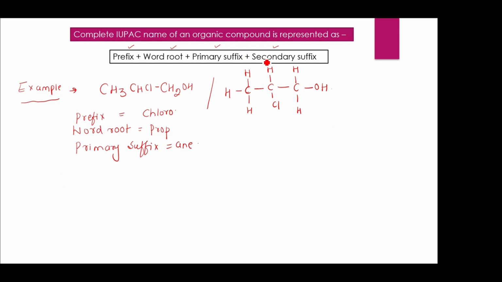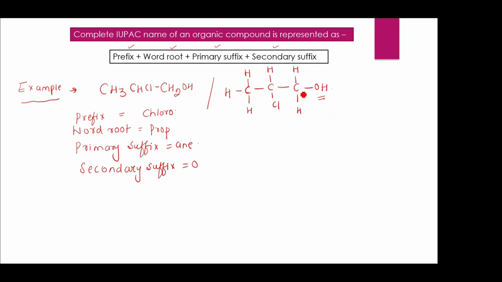And we have the secondary suffix. Secondary suffix indicates the functional group. So the secondary suffix is ol. Now, according to this, first we have to write the prefix, word root, primary suffix and the secondary suffix.